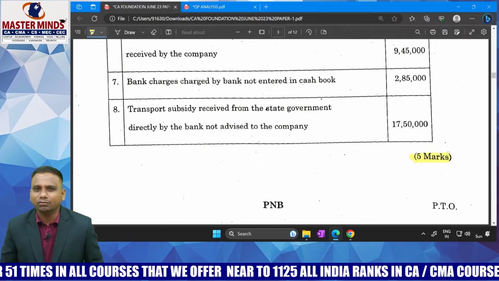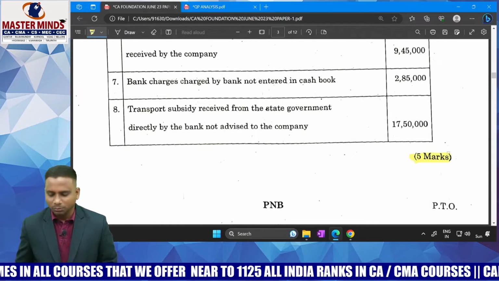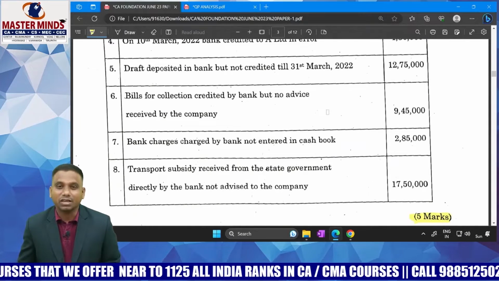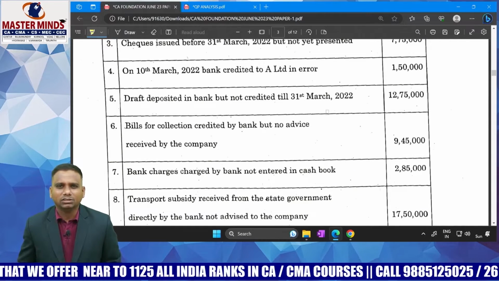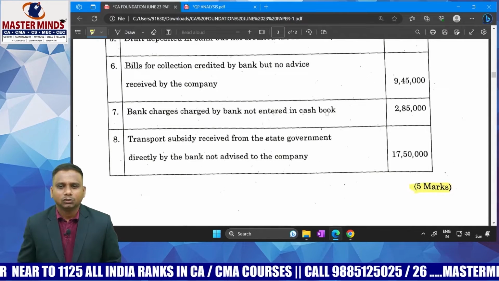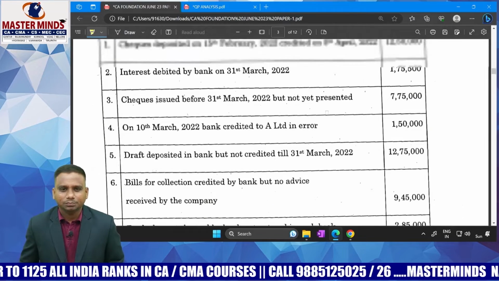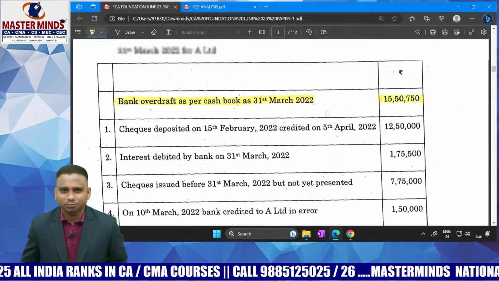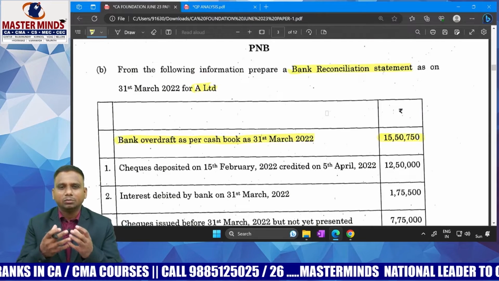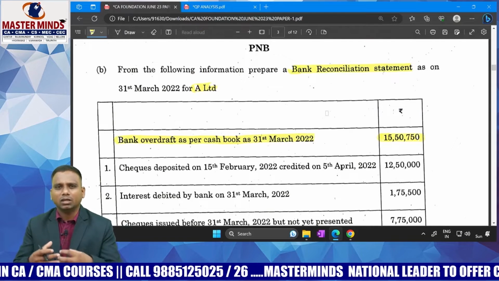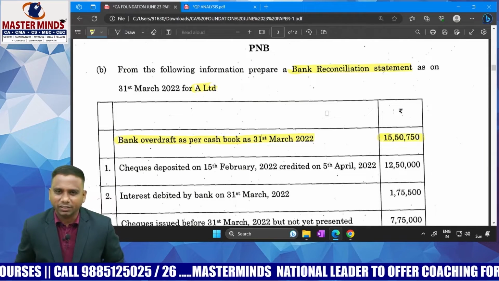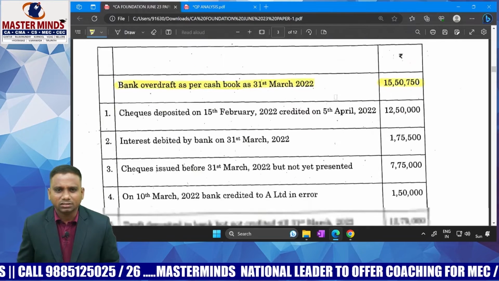If it is given for 10 marks, then it looks good. But because we have 8 adjustments, 8 causes or differences, and if it is 5 to 6, then 5 marks is enough. But we got 8, so this is a little bit lengthy one. But anyway, we can solve this easily. Some students may get confused between positive balance, that means debit balance as per cash book, and credit balance as per cash book. When it comes to overdraft, we have to be very careful. I hope you have answered this one.